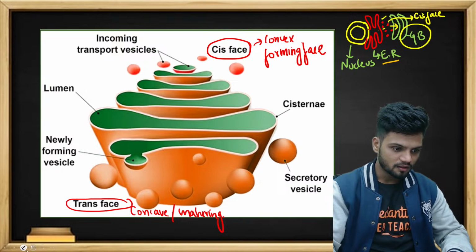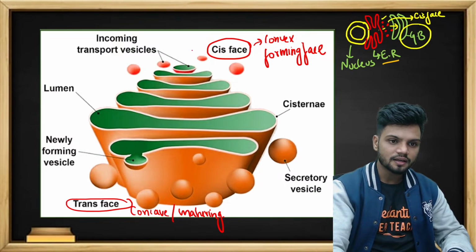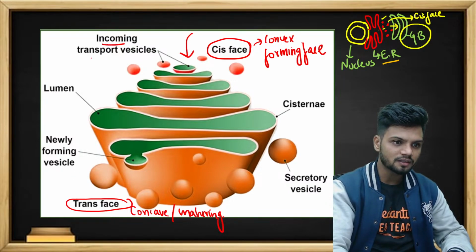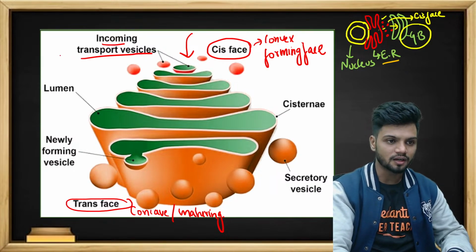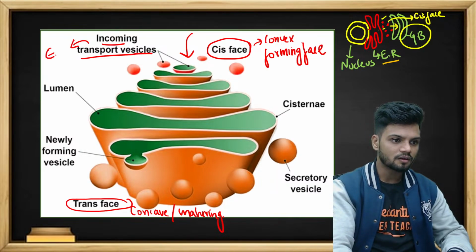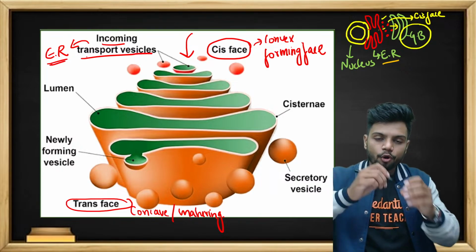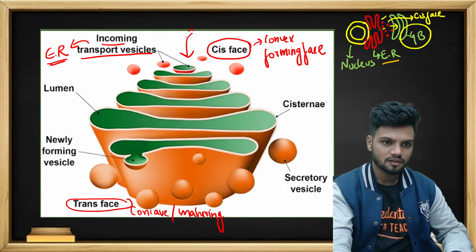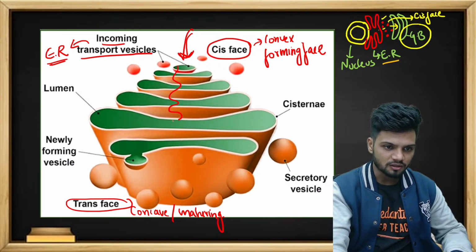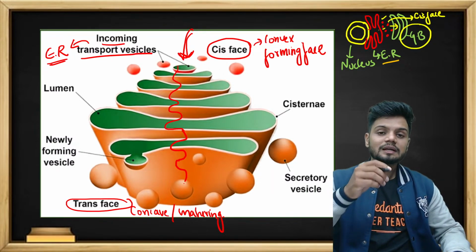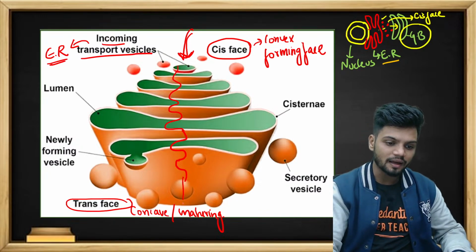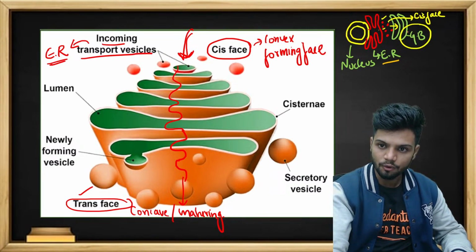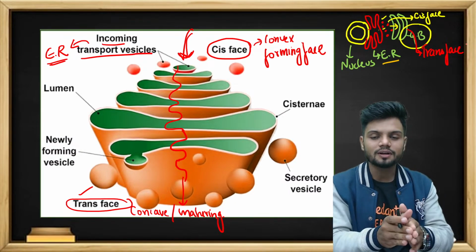Can you see here in this diagram, in the cis phase we have the incoming transport vesicles from the endoplasmic reticulum. So products of the endoplasmic reticulum are first received by the cis phase. Then packaging takes place. Once packaging is done, exiting is by the trans phase. This outside part here is called the trans phase. Exiting is the trans phase; entering is the cis phase.